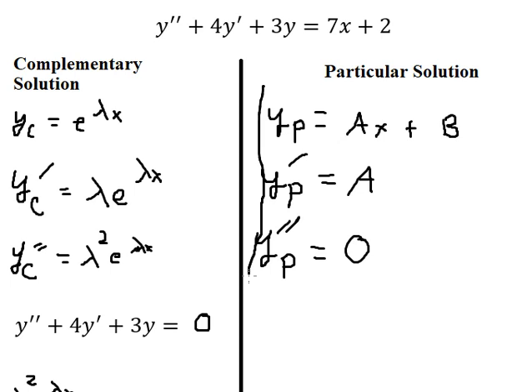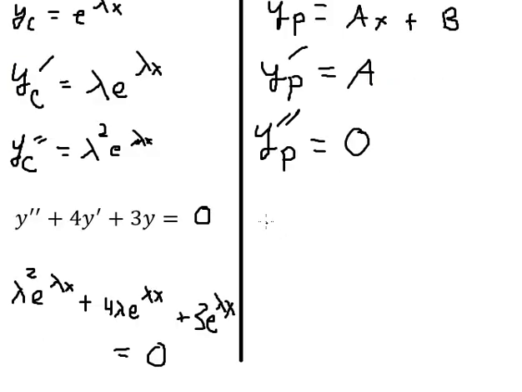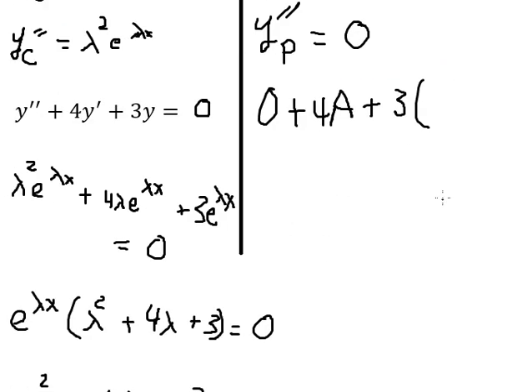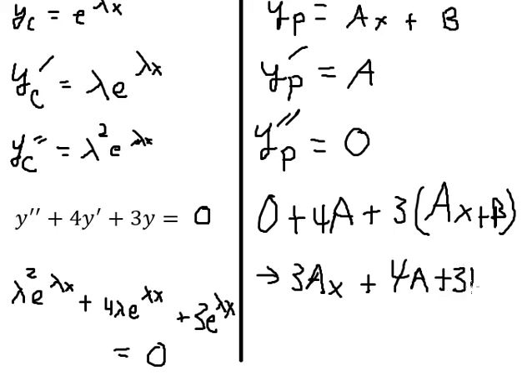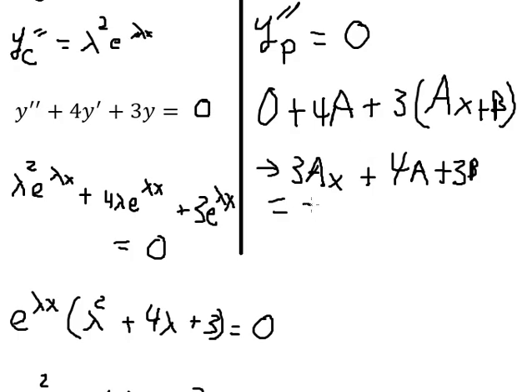Now I will put this one gone here, and now we will have 0 plus 4a plus 3 times as plus b. So we have 3as plus 4a plus 3b, and we know that this one equals 7s plus 2.